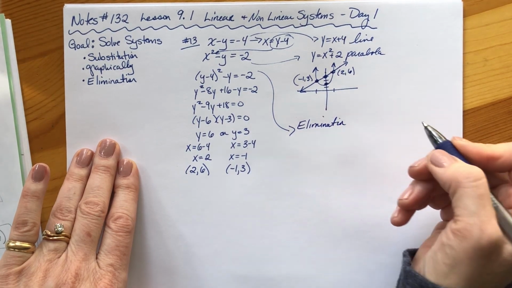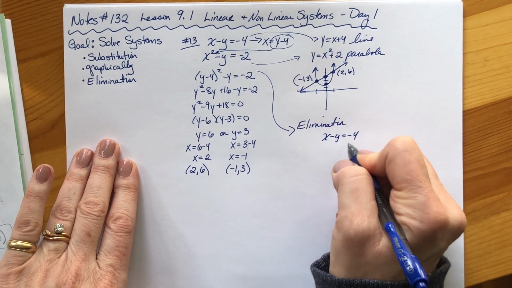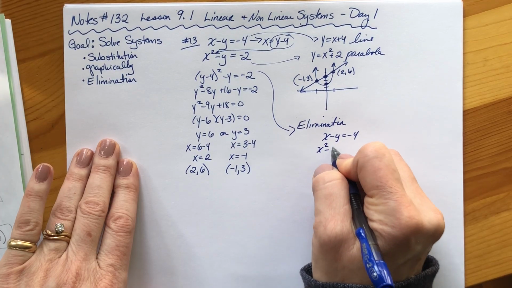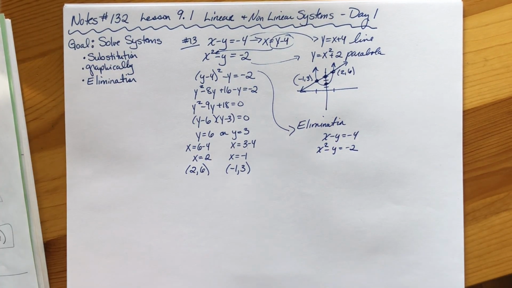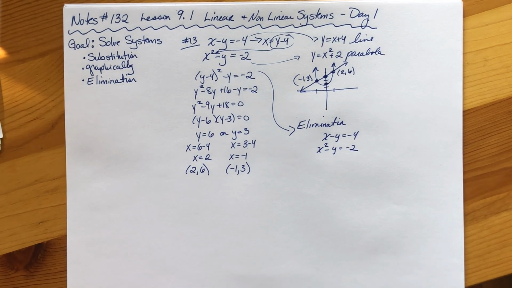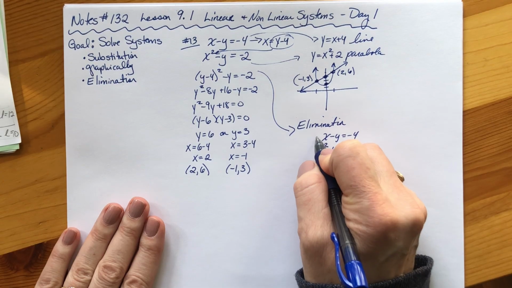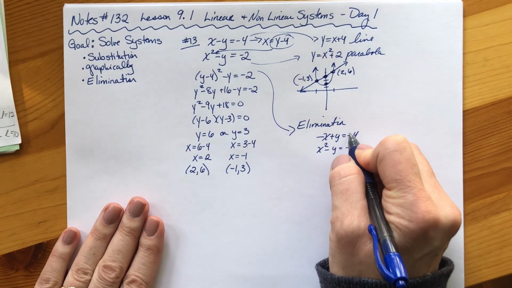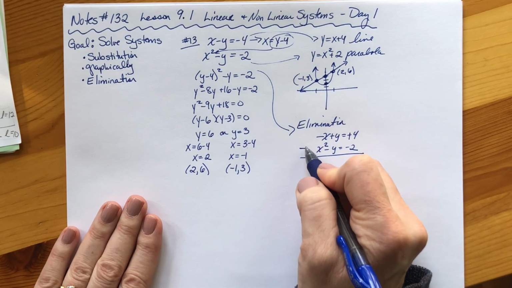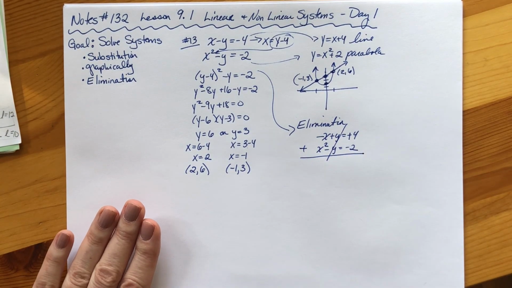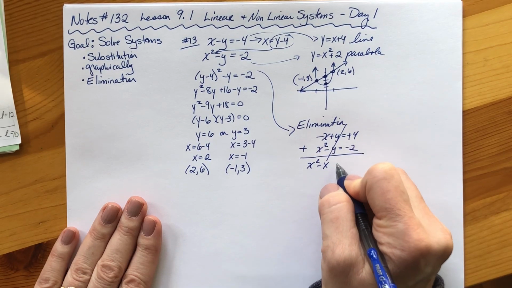I just stare at this problem and I see x minus y equals -4 and x squared minus y equals -2. If I could just change all the signs, make this negative, make this positive, and add these two equations together, that falls right out, and I'm left with x squared minus x equals 2.